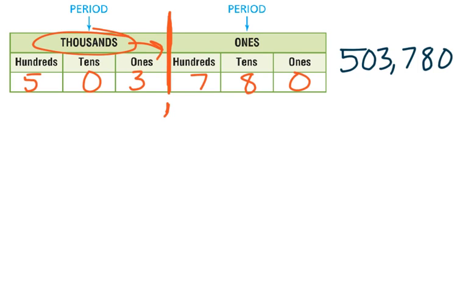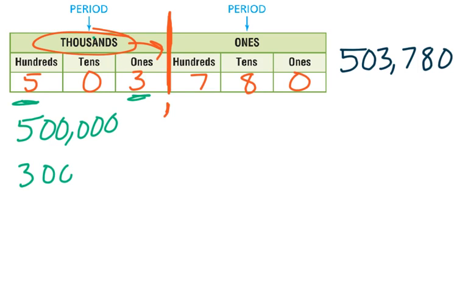If I wanted to identify the value of these different numbers, I can use this chart to help me too. My 5, it's in my hundred thousands place, so this would be 500 thousand. My 3 is in my thousands place. This would give me 3,000. My 7 here is in my hundreds place, and it's in my ones period. I don't have to say ones, so my 7 is 700. And then my 8 is in my tens place, so 8 tens is also known as 80.